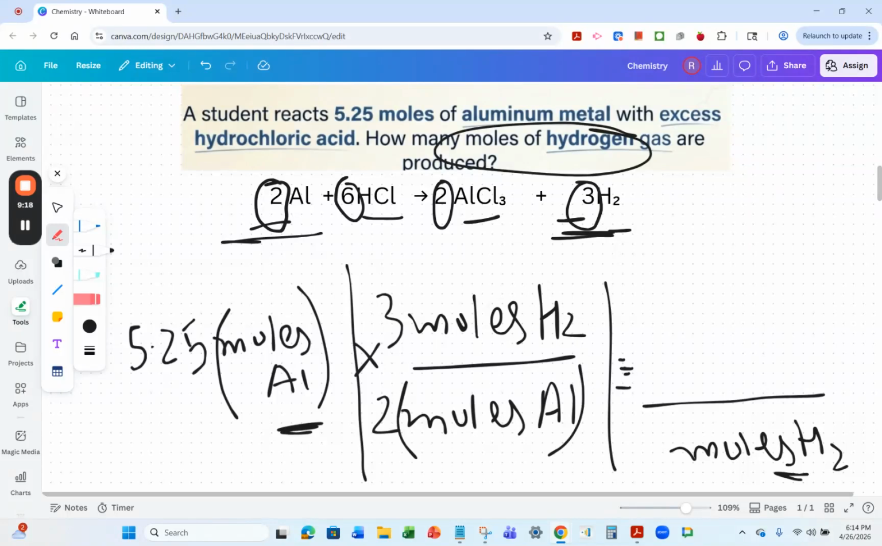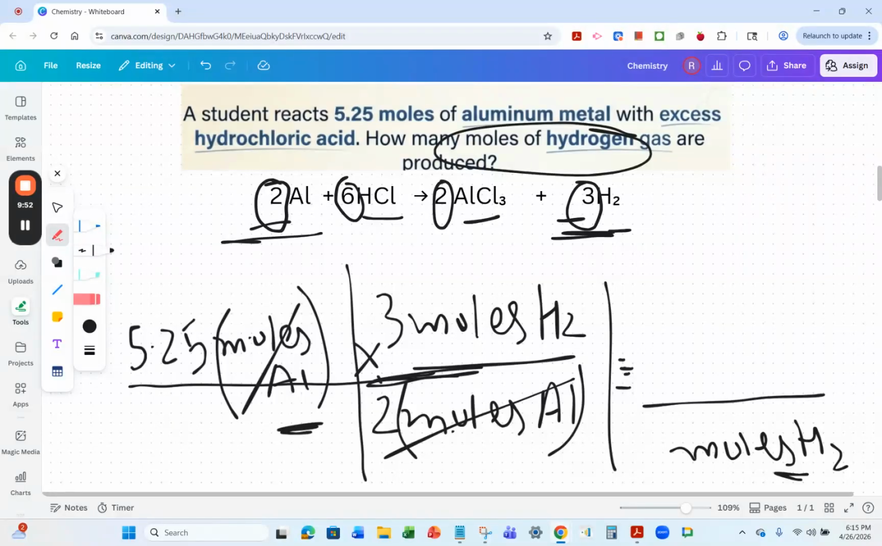You can see I can cancel moles of aluminum. So here we go. This line, I usually use the word, this is the bridge. Whatever is over the bridge, they multiply. Whatever is under the bridge, they divide. We cancel. So you are canceling the same units. If you have written moles of hydrogen as a denominator and moles of aluminum as a numerator, that is wrong, because we cannot cancel aluminum with hydrogen. Same formula and same unit should be cancelled.